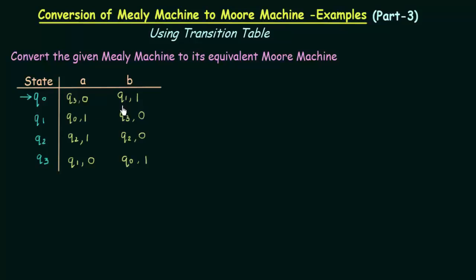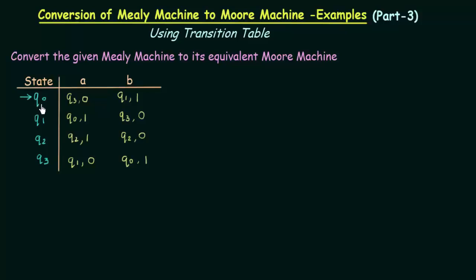Why is it associated to the transitions? Because it is a Mealy machine. Now, the first step to convert it to a Moore machine is to check these states in the transitions and see if there are any states that give different kinds of outputs for different inputs. Now what do I mean by that? It will become clear when we take this example.